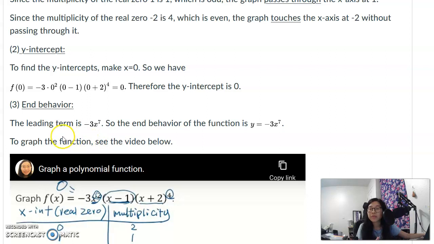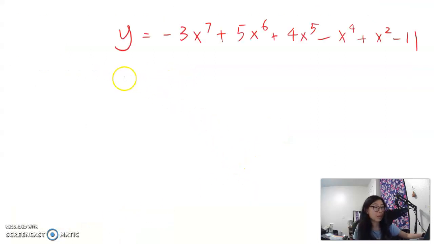That means if your leading term, I will use this example here, if your leading term is negative 3x to the 7th, then the end behavior of this function is similar to y equals negative x to the 7th. For example, this is a polynomial function, looks pretty tedious. I don't know how the graph looks, but I know the end behavior of this function just by looking at its leading term, which is negative 3x to the 7th.